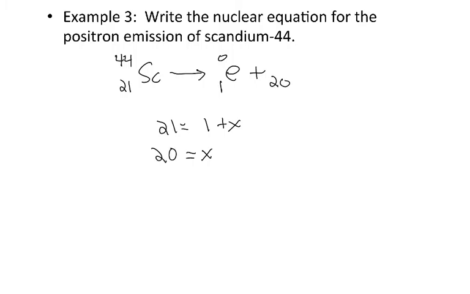Again, because the mass number of the positron is 0, the mass number is not going to change. And if you go to your periodic table, hopefully you found that calcium is atomic number 20. All right, so we have just one last example.